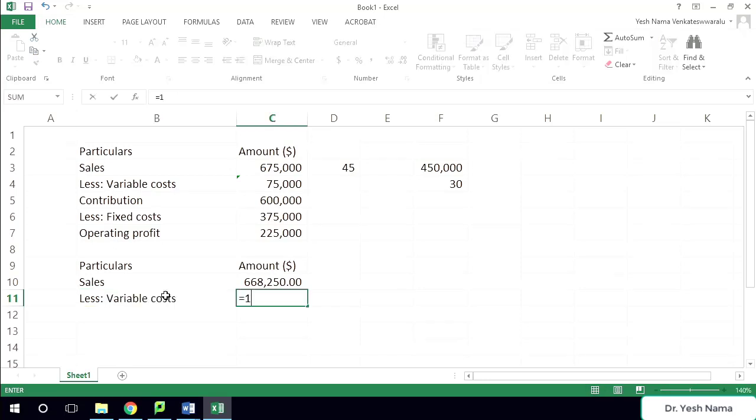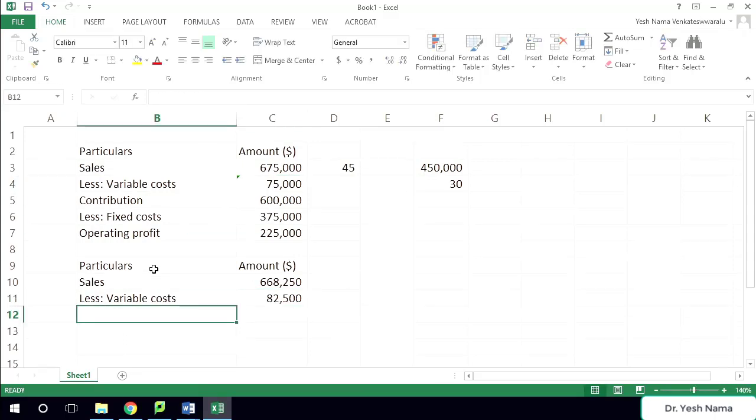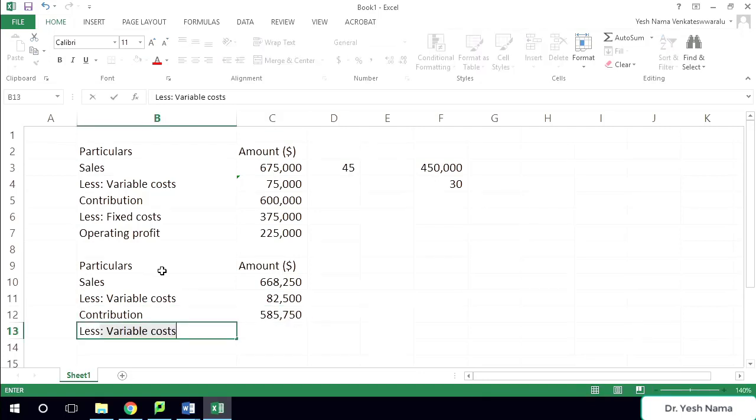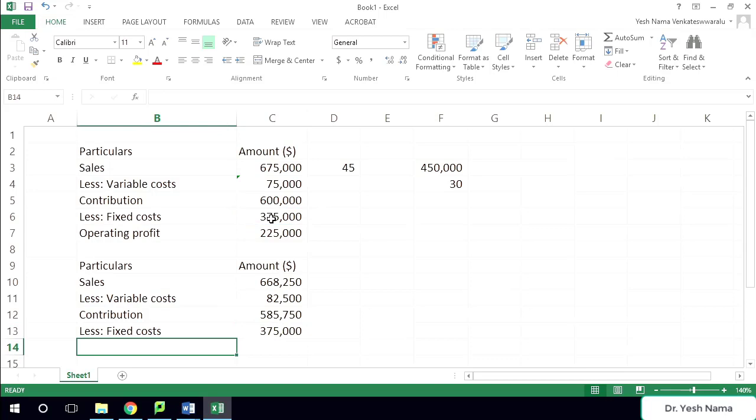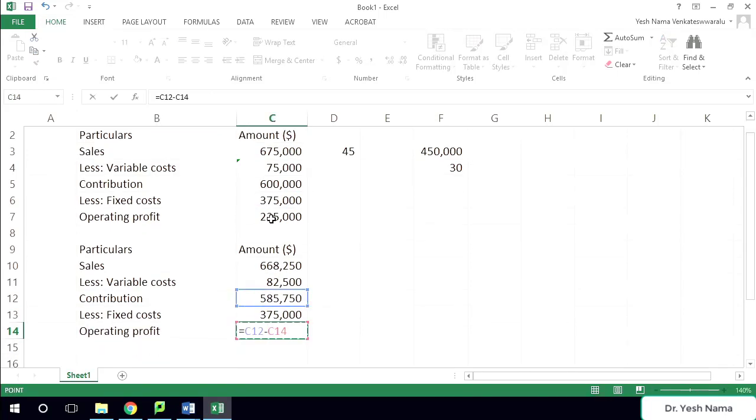Variable costs: 15,000 room nights, earlier room nights times 1.1 because there's a 10% increase in the number of room nights, times $5, is 82,500. Contribution, 585,750, less fixed costs. Will the fixed costs increase if the number of room nights increase? No, so it will still be 375.